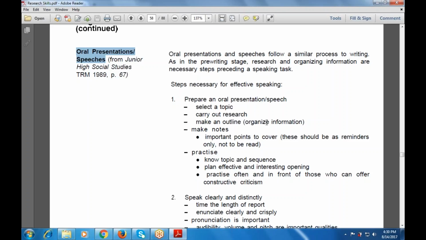Then make notes. An important point to cover is that these should be reminders only, not to be read. Then practice. So one is the topic, one is research, one is outline, one is notes, one is practice. Know the topic and the sequence. Plan effective and interesting openings. Practice often in front of those who can offer constructive criticism.